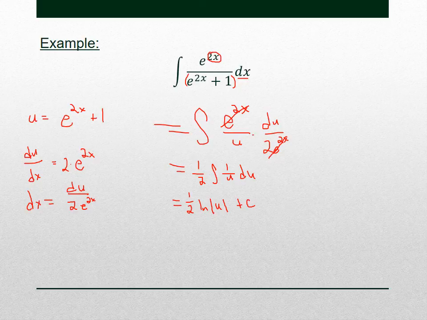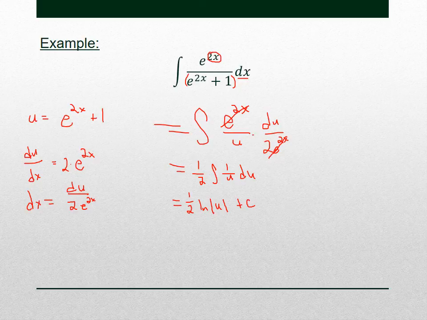So if you don't recognize immediately to let u be that entire denominator, and if you do let it be the thing in the exponent, that's okay. You should pretty quickly realize that it's not going to be helpful, in which case you should backtrack and choose the whole denominator instead of the exponent.